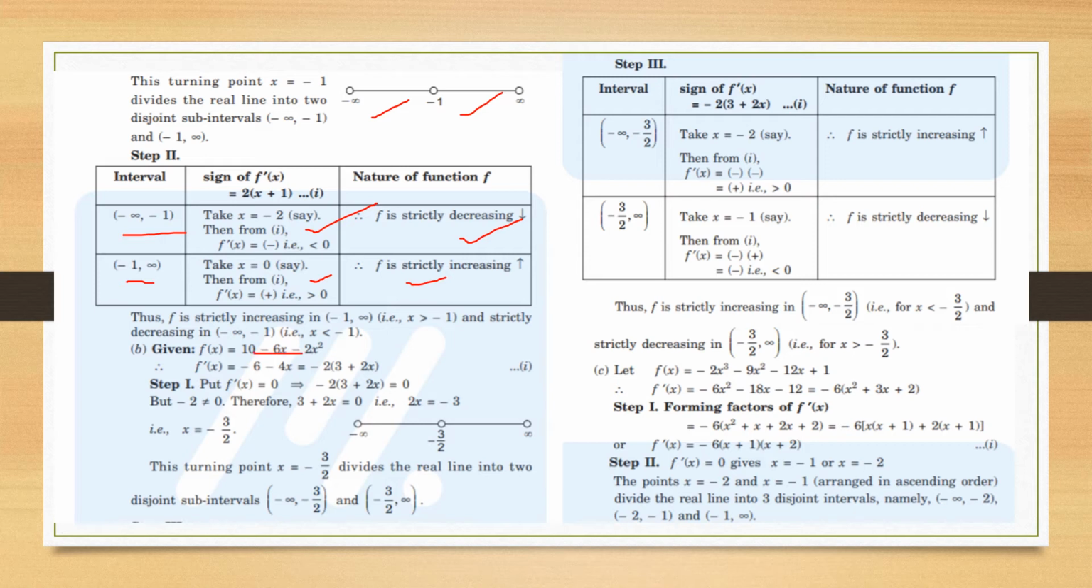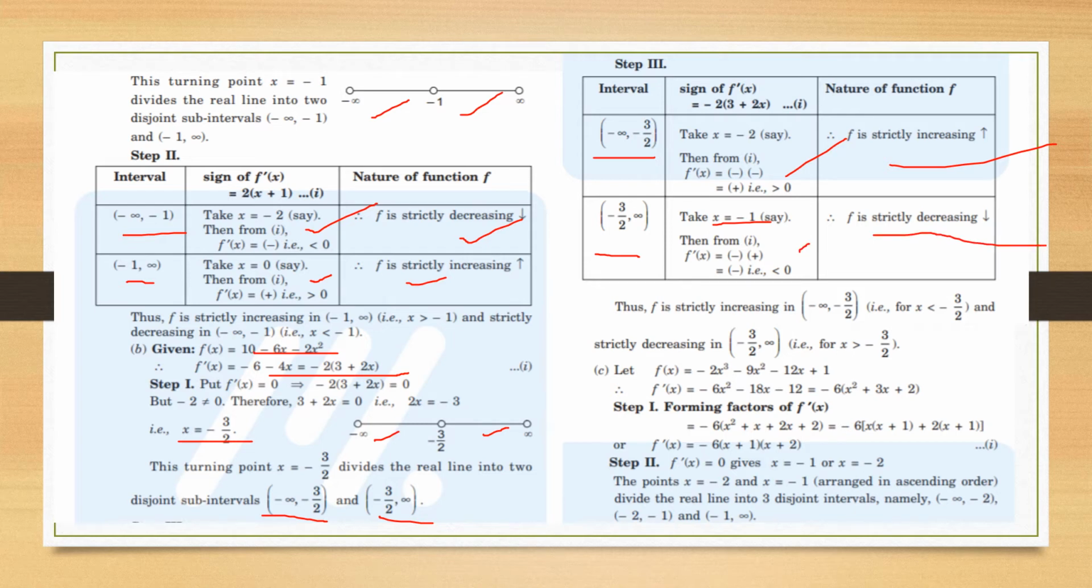For the B part, this is my function, the derivative is out there. Okay, the critical point is -3/2. Again, two intervals: -infinity to -3/2, and -3/2 to infinity. Okay, so here I'll take a point -2. This is my derivative behaving positive, so the function is strictly increasing. In this, I'll take x as -1. It is less than 0. The function is strictly decreasing. Okay.